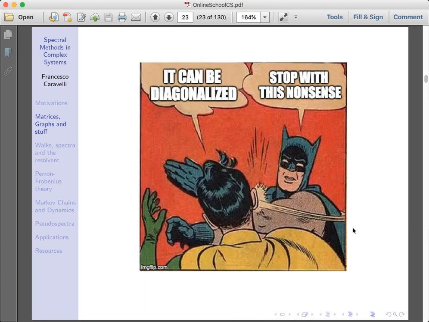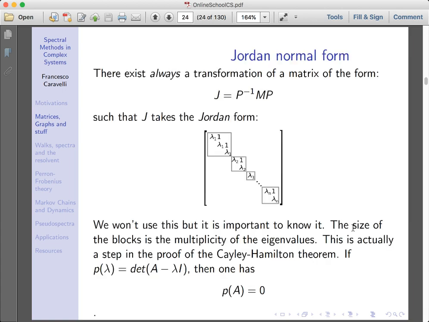So there are also distinguished matrices. Matrices can be diagonalized or non-diagonalized. What happens if a matrix cannot be diagonalized? Despite the fact that the matrix cannot be diagonalized, it can always be reduced to a form called Jordan normal form. Again, if you have a mathematical background, you should have studied this.